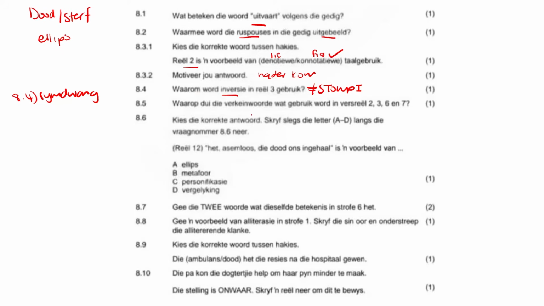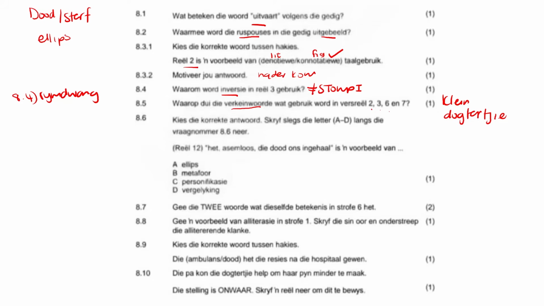8.5. Waarop dui die verkleinwoorde wat gebruik word in verse 2, 3, 6 en 7? So why are they using verkleinwoorde? It's just to show that she was a small child. She was small. She was a little girl. Sy was klein. Sy was 'n klein dogter. Or you can say dogtertjie if you want.